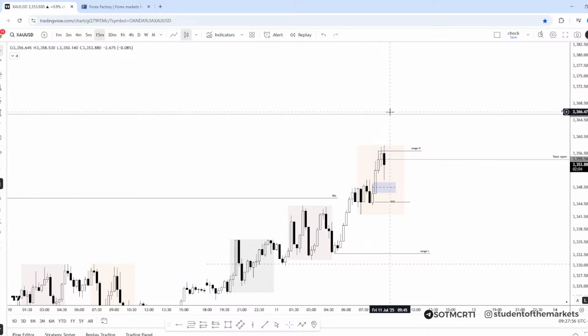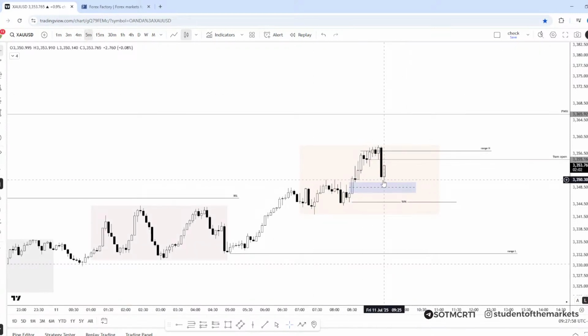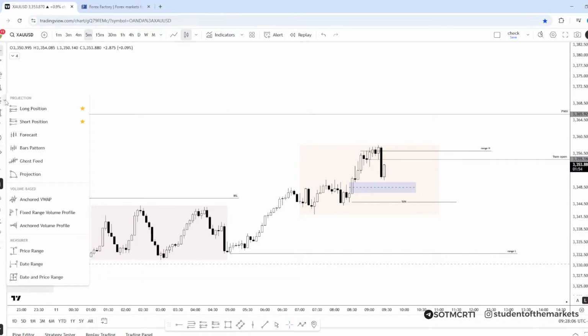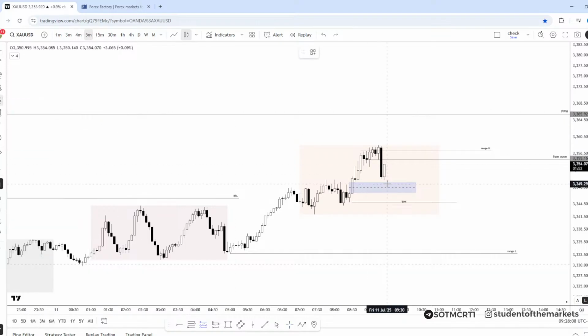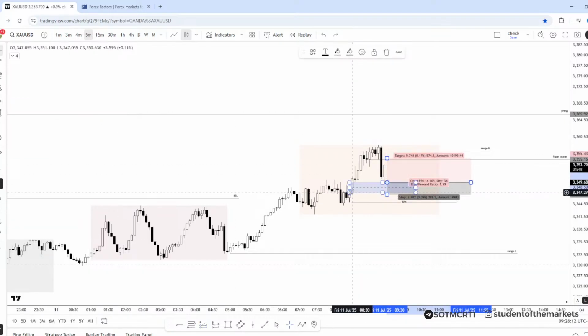Yeah, unfortunately, price did not touch the fair value gap on the 5 minutes, so I'm not in the trade. So the trade was from here with the stop loss below this candle and targeting the highs and eventually to target the previous week high.